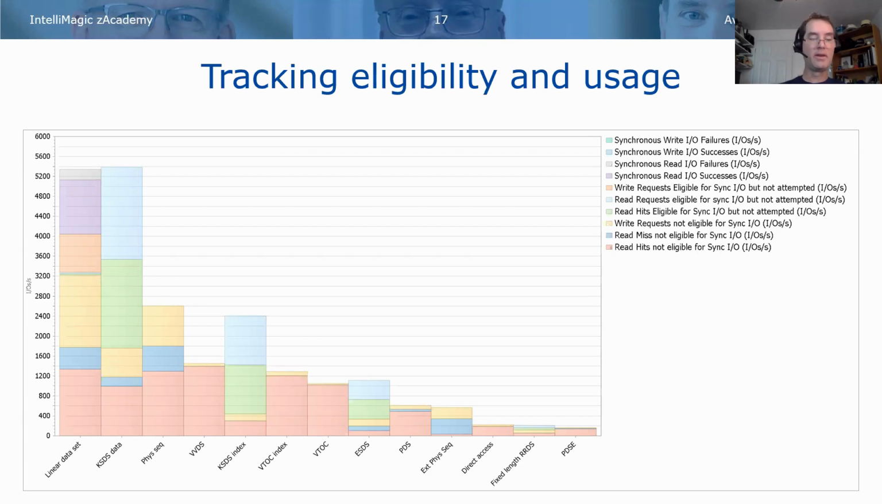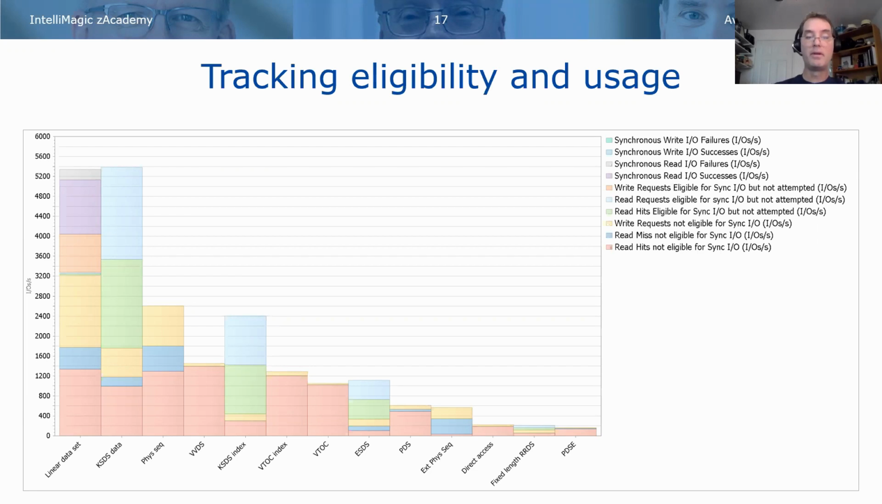And you can see in this chart by type, read hits and misses not eligible, the red and blue at the bottom, write requests not eligible, and then you've got some green and blue. The light green and light blue are eligible. So in the second columns, KSDS data, KSDS index, you know what those are? Those are VSAM, right? But the far left one, of course, linear data sets, well, that's DB2.